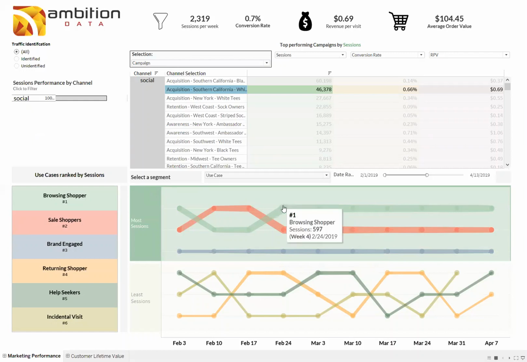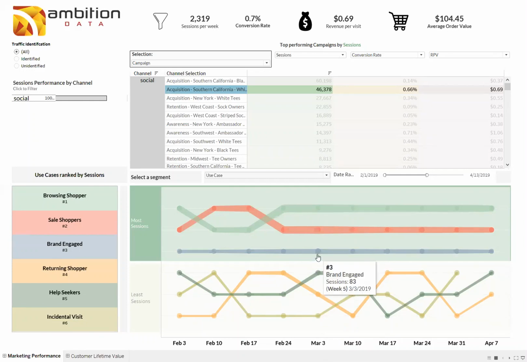So throughout this campaign, most people were just browsing a few normally priced goods. From there, we had a decent amount of sales shoppers, so those that were looking at discounted items. And then third most, which is a bit high for acquisition campaigns, we can see that a decent amount of people were engaging with brand content. So looking at the about page, looking at the blog, videos, etc. And then we have people that are looking for help, returning shoppers, and people that are basically just bouncing.